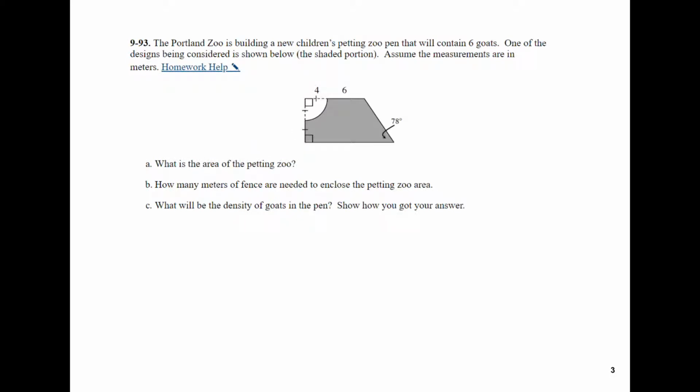9-93, the Portland Zoo is building a new children's petting zoo pen that will contain 6 goats. One of the designs being considered is shown below, the shaded portion. Assume the measurements are in meters. What is the area of the petting zoo?